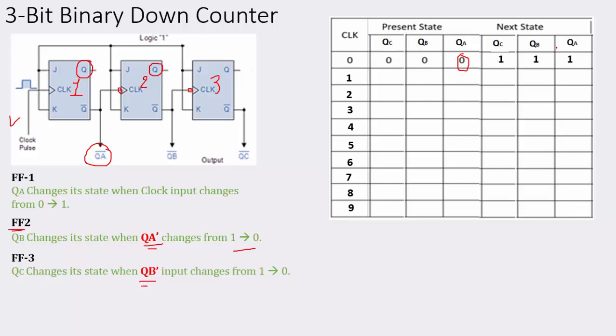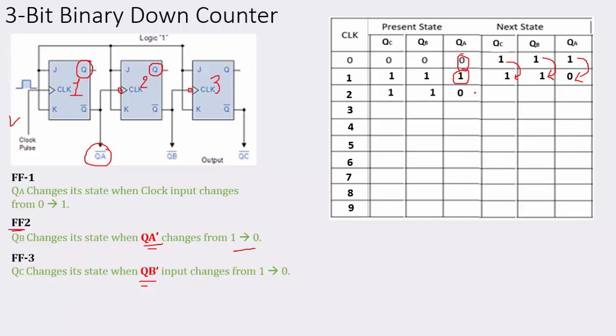Now this will be the present state. This will change from 1 to 0. Now QA changes from 1 to 0. That means QA bar will change from 0 to 1 again, so QB will not be changed. If QB will not be changed, QC will not be changed, because QB has not changed. It did not change its state. It always remains 1 to 1. So this also remains 1 to 1.